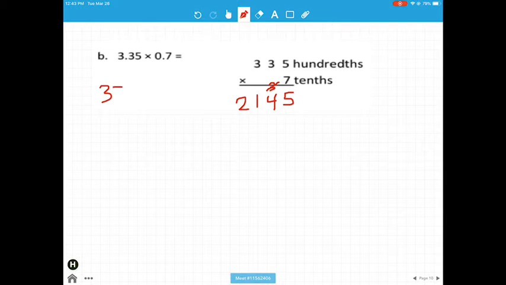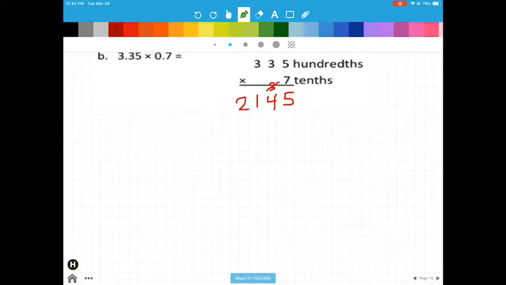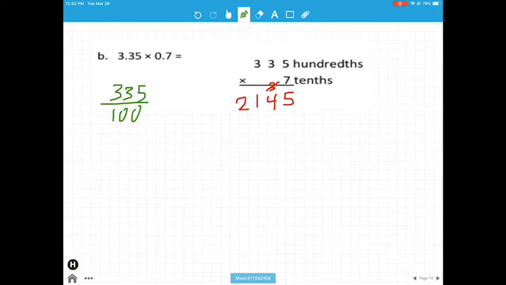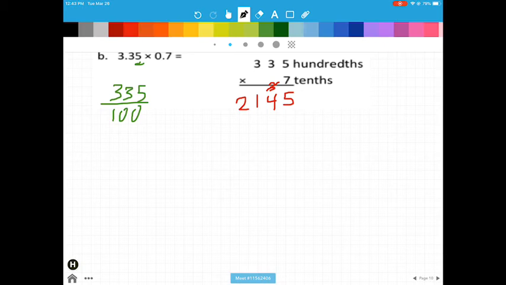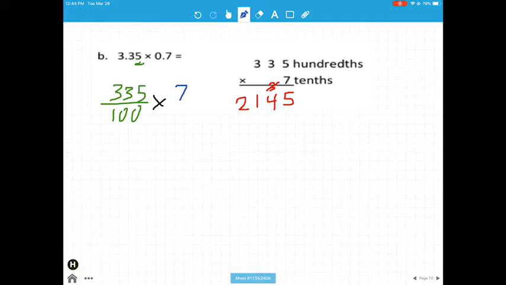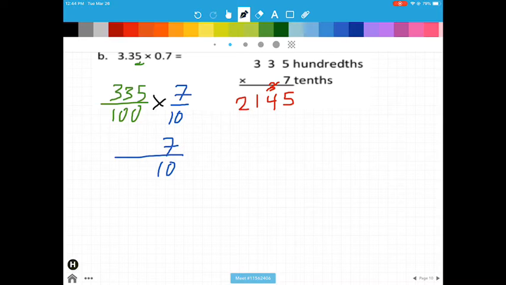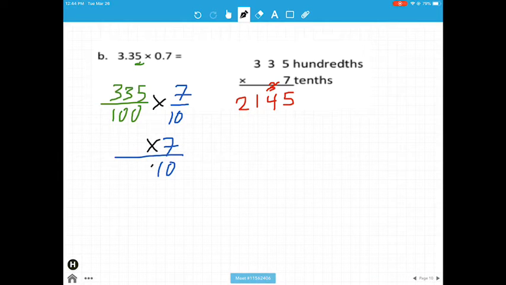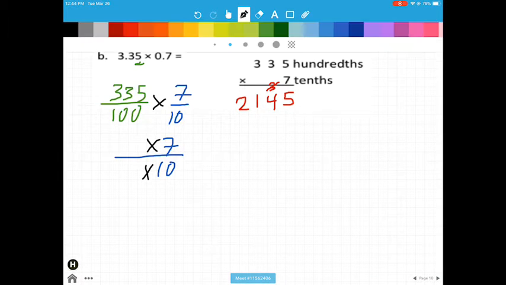Want to set it up, and this is going to be hundredths. How do I know it's going to be hundredths? Because the 5 is in the hundredths place. And I'm going to multiply that times 7/10. So our knowledge of multiplying fractions is coming in handy here.